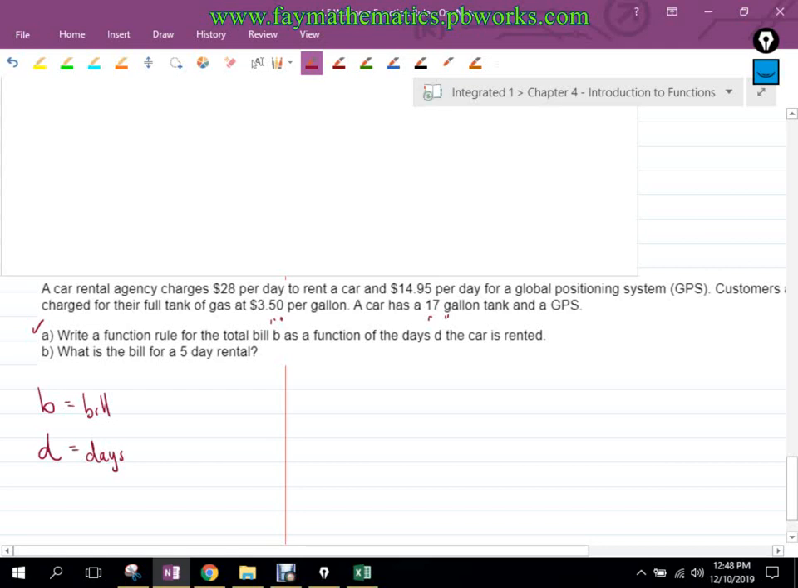Now I want to think about which one of those is dependent and which one is independent. Which one is the dependent variable? Why is that the dependent variable? The bill is going to change based on how many days I rent the car, right? So the bill is dependent, and the days is the independent. I think that's important for us to recognize.